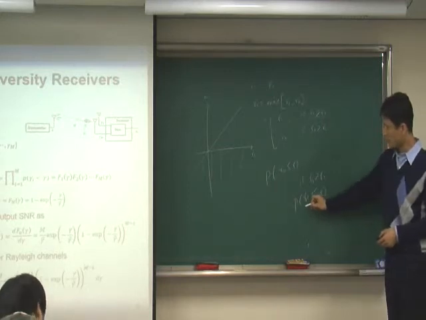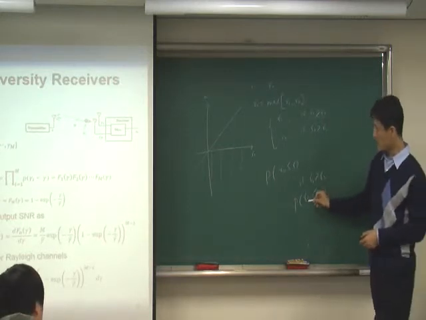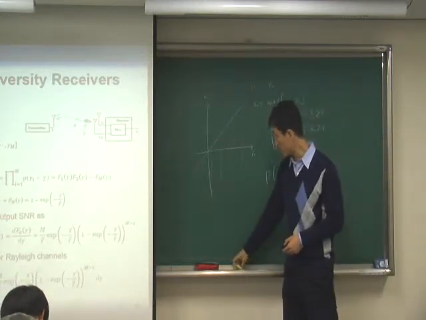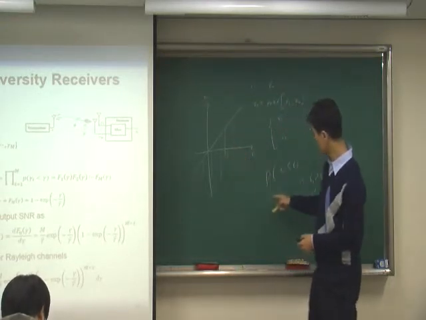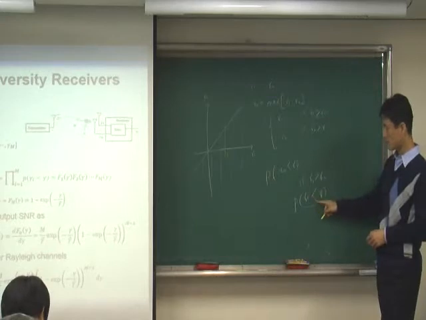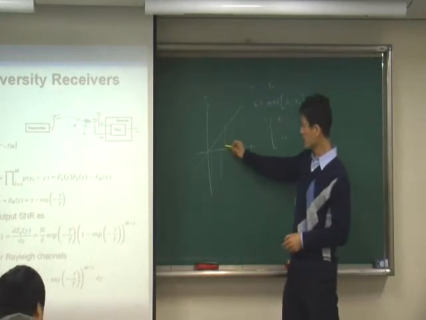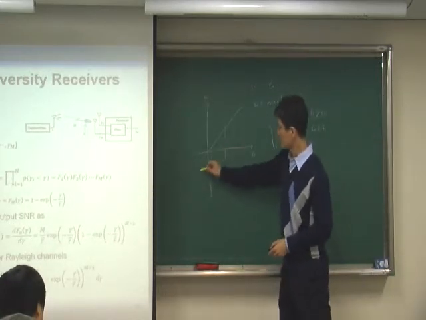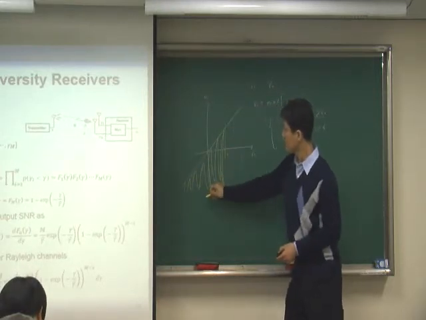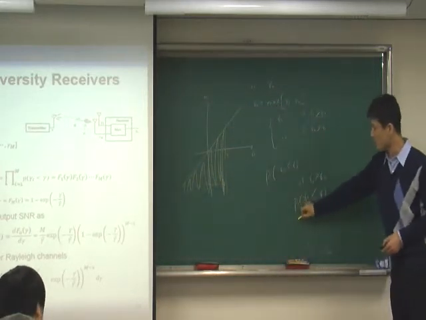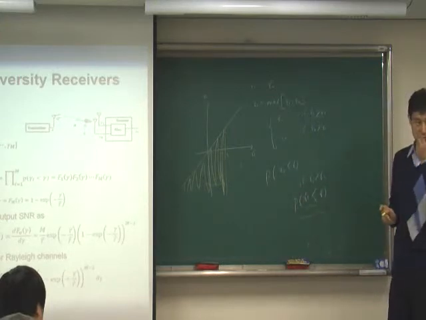And this probability, gamma 1 lower than gamma, is something like this. Let me pick my gamma. Let's say here's my gamma. Then the probability that my gamma 1 is smaller than gamma means that here's the gamma, so this is my area. That's the probability of this region.